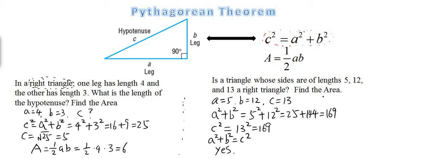Now, how to find the area? Since we know that it is a right triangle, that means we can use this formula to calculate the area. So area equals what? Area equals 1/2 a times b. 1/2 times a is 5 times b, and that will boil down to 30.